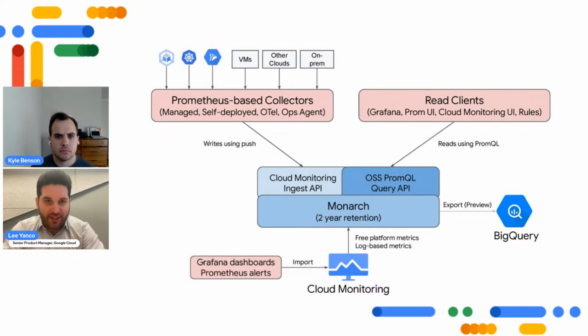This runs everywhere. I want to emphasize this hybrid and multi-cloud. Our collectors are based off of Prometheus and OpenTelemetry, so that those run everywhere. So that means that your metrics can be collected from anywhere as well. And likewise, because we have the PromQL API implemented, you can keep using Grafana if you want. You can use the Prometheus UI to query if you want. You can use cloud monitoring as well.